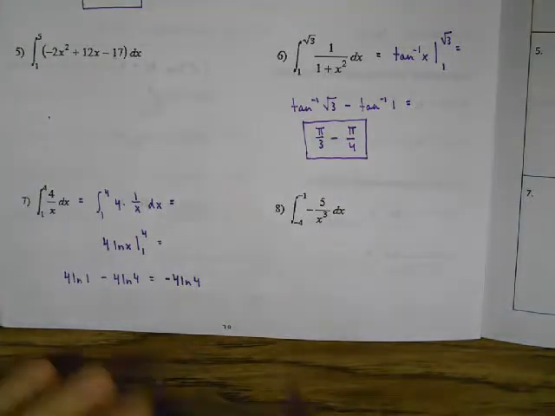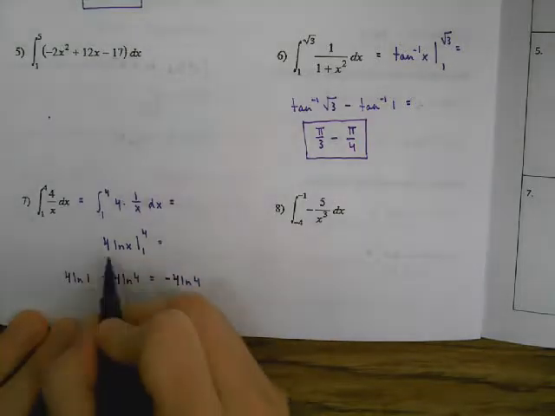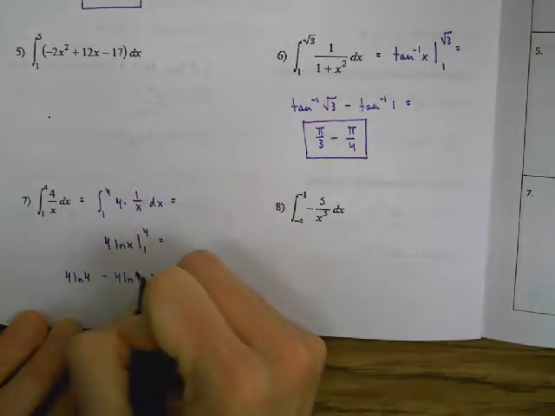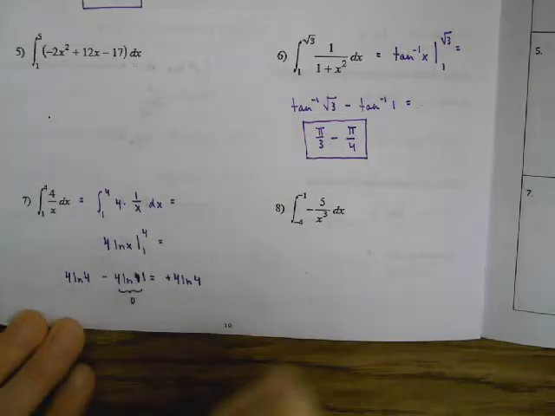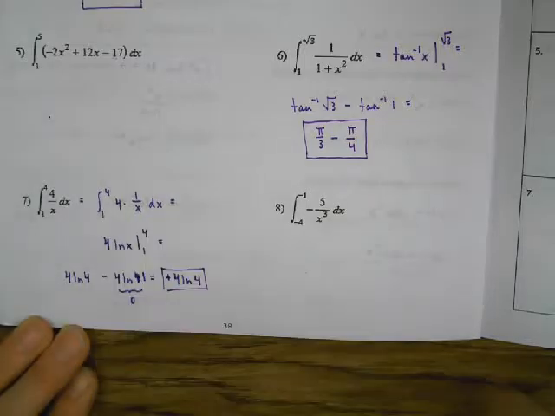Okay, sorry guys, I actually did this backwards. I had to be careful here with my order. So this should have actually been 4 times the natural log of 4 minus 4 times the natural log of 1. This term is 0, so I should get a positive 4 times the natural log of 4. Sorry about that.